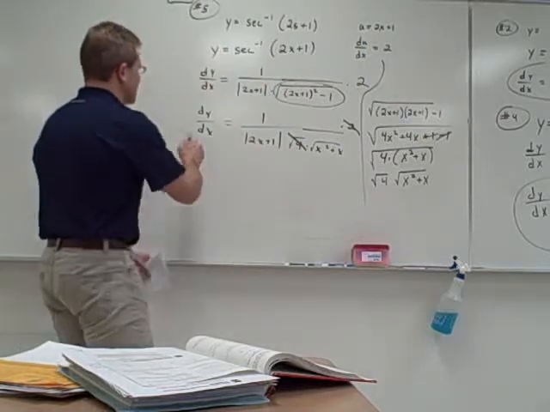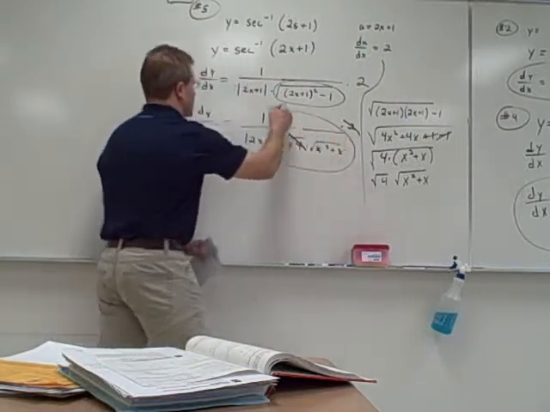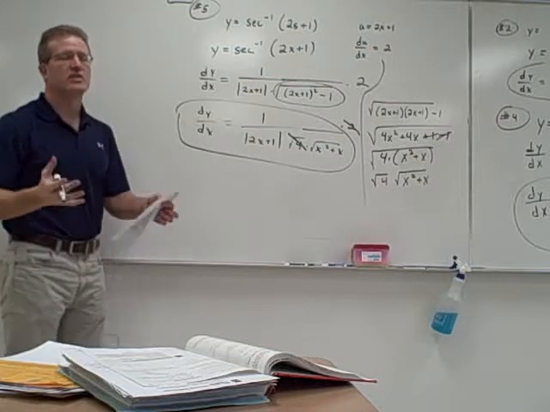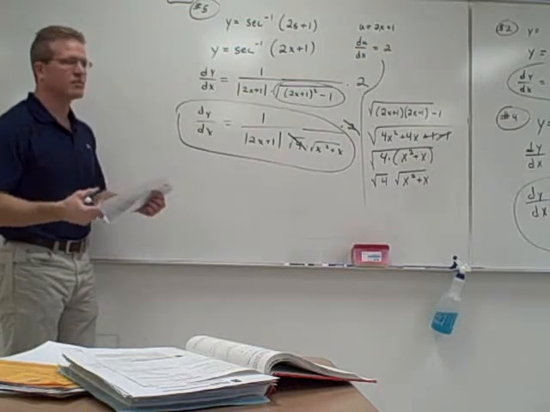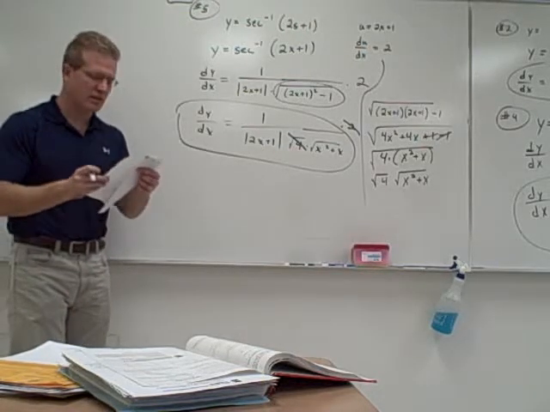Any questions about that? That's number 5. Number 7 will have a similar type of thing that you have to do when you simplify. So go ahead and try number 7 next.